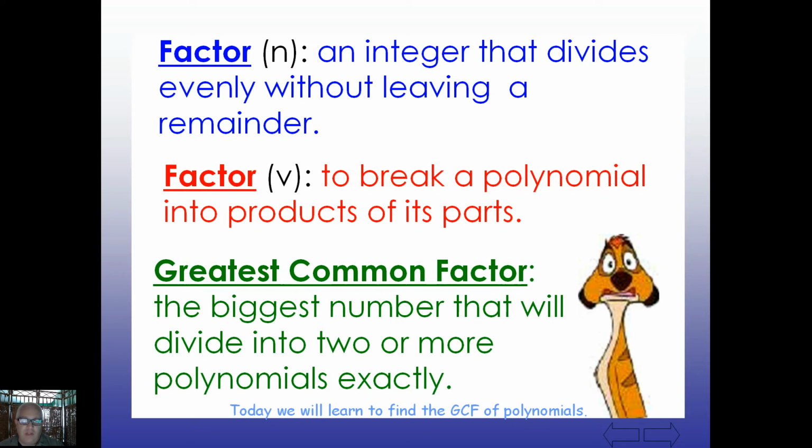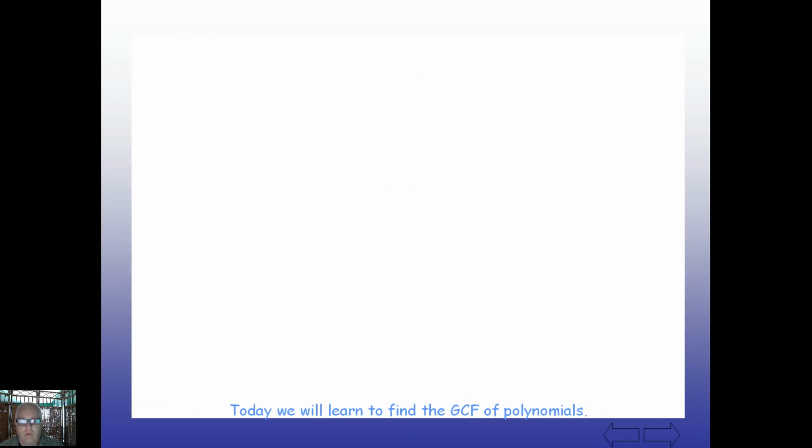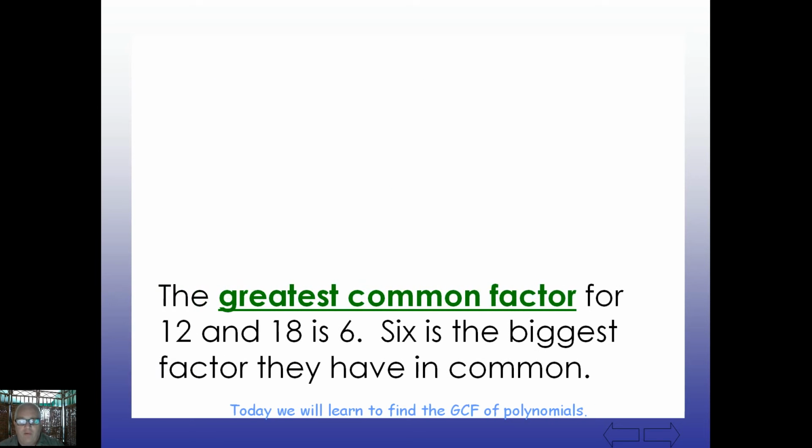Well, that's just an integer that divides evenly without leaving a remainder. So, for example, the factors of 6 would be 1 and 6, 2 and 3. If you divide 6 by any one of those, the remainder is 0. All right, then. So, for example, the greatest common factor for 12 and 18 is 6. I got stuck on the number 12 there. 6 is the biggest common factor between the two numbers 12 and 18.